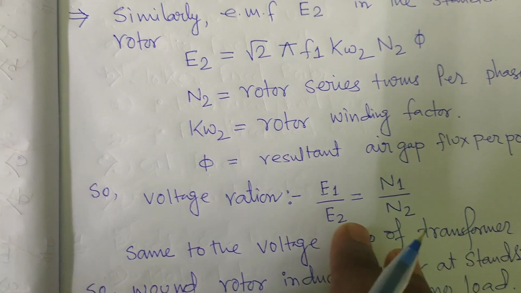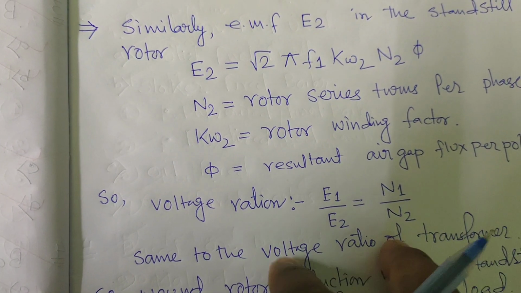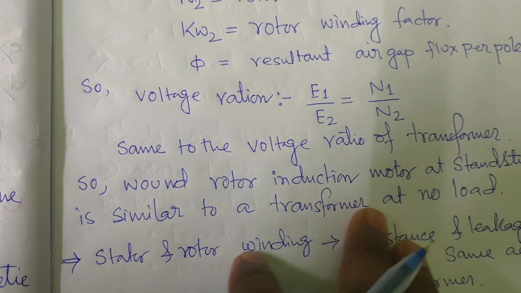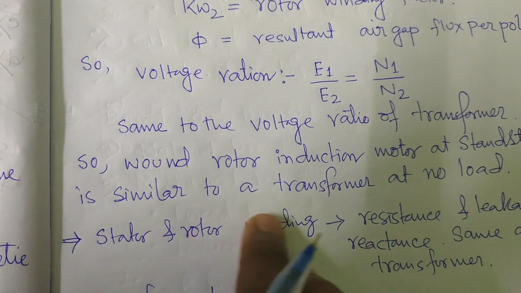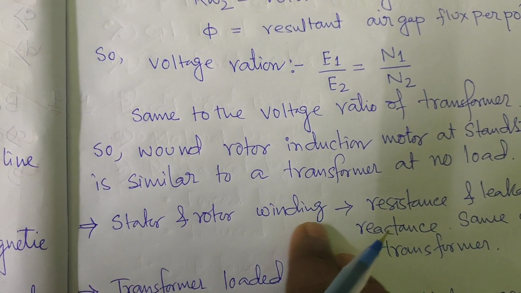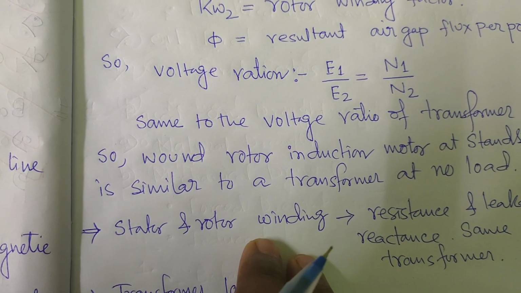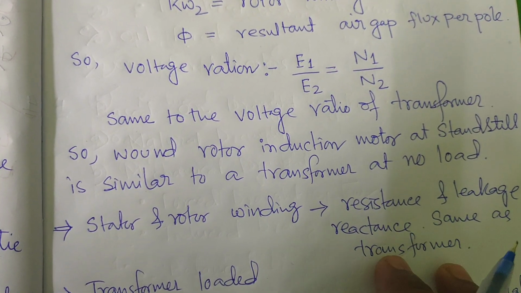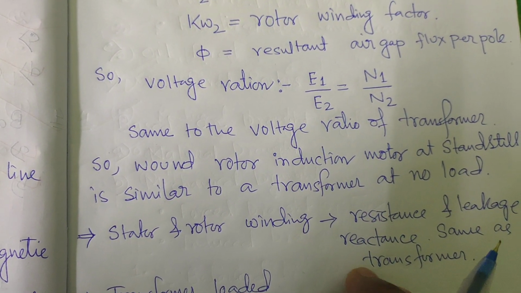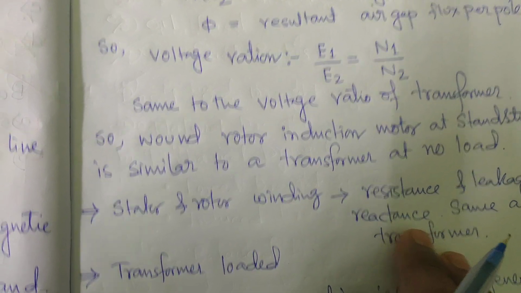So today our discussing topic is the induction motor as a transformer. At no load we get the same formula. So a wound rotor induction motor at standstill is similar to a transformer at no load. If we discuss the stator and rotor windings, they have resistance and leakage reactance, and the transformer primary and secondary windings also have resistance and reactance. So this is a similarity with the transformer.